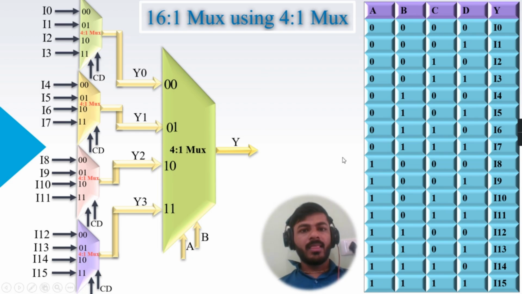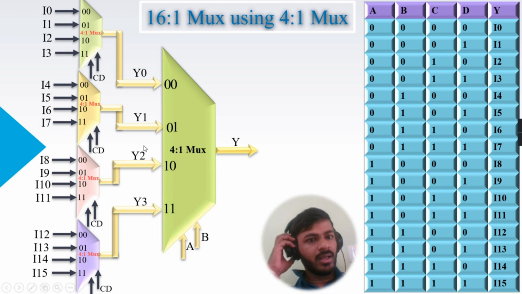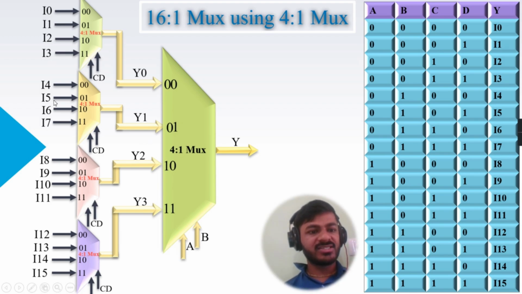Okay, so to implement this 16 is to 1 mux by using 4 is to 1 muxes, we need 5 4 is to 1 muxes. Here also you can see we have 16 inputs from I0 to I15 and four select lines, that is A, B, C and D. To understand this implementation, we will split this into two stages. This is my first stage which has 4 is to 1 muxes, and this is my second stage which has a single 4 is to 1 mux.